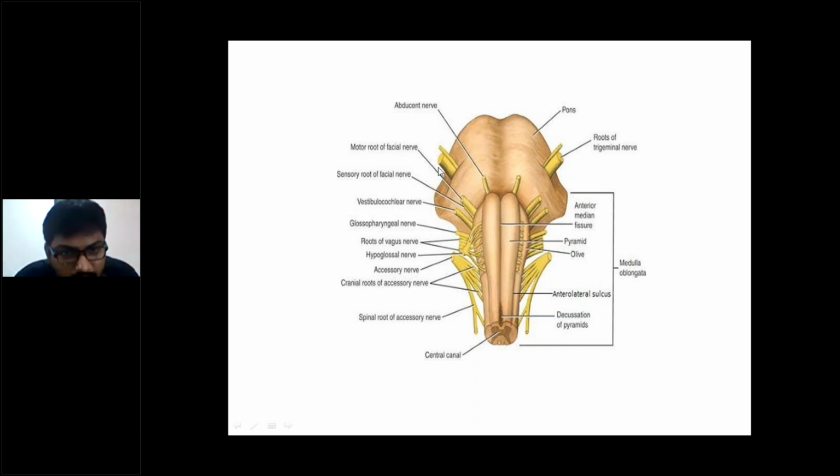Nothing important in this slide actually, only nerves. You can see the nerves 9, 10, 11 are lateral, and this 12 is medial. Okay, this is olive nucleus, right? So this is olive. This is pyramid, right? And this is spinal root of sensory nerve. Spinal root of accessory nerve. This is cranial roots. Remember this.